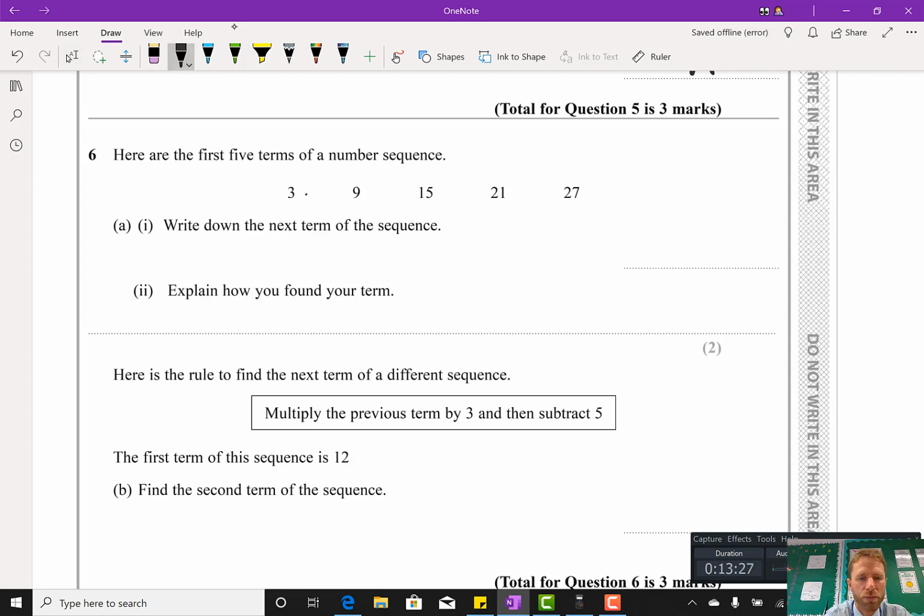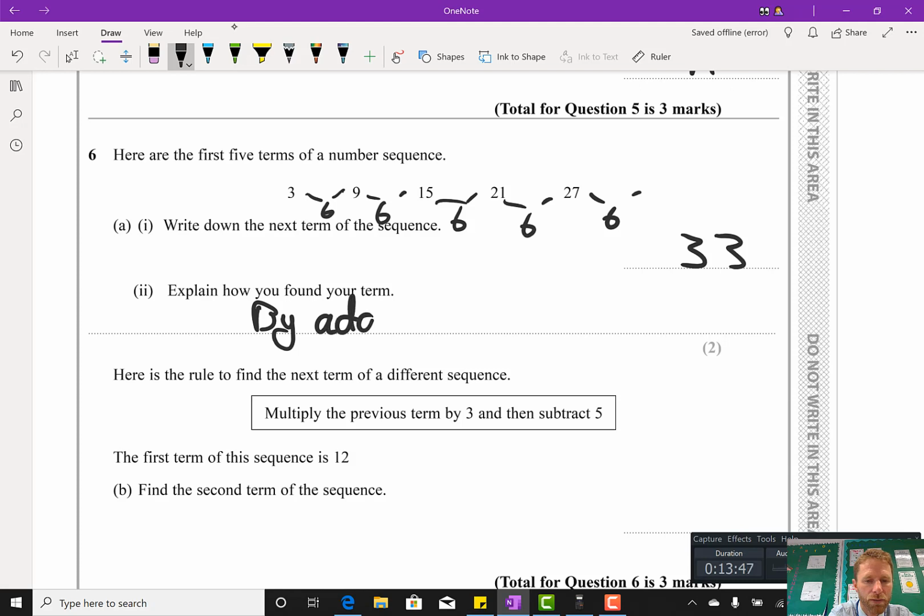Okay, so from doing our nth term, we just know to look at the pattern. So we've got a difference of 6, difference of 6, difference of 6, so it's clearly going up in 6s, so I just need to do 27 plus 6, which will give me 33. Explain how you found your term: by adding 6.